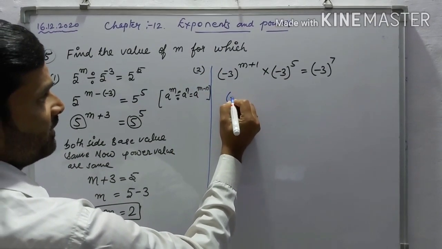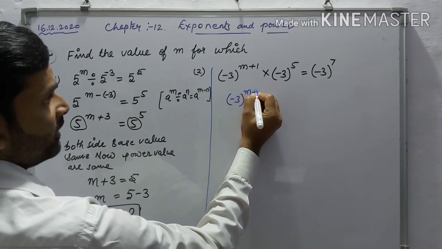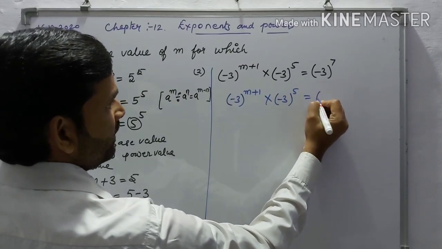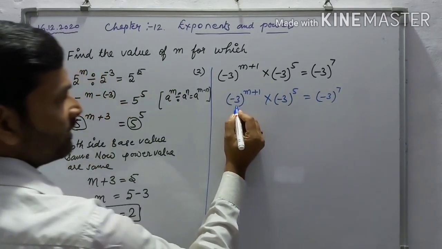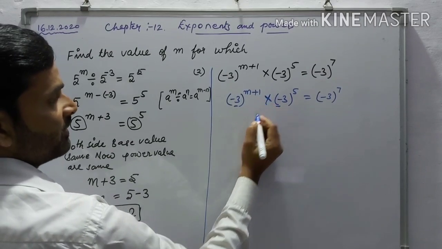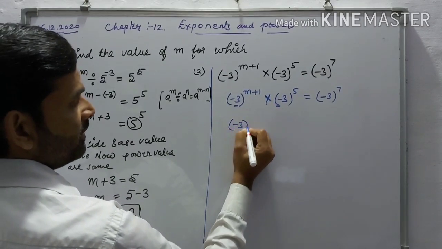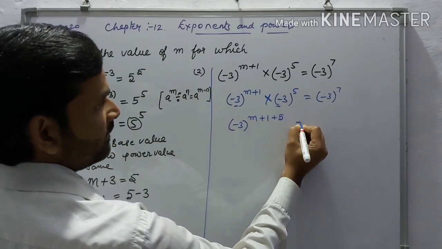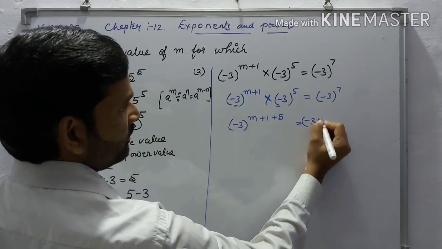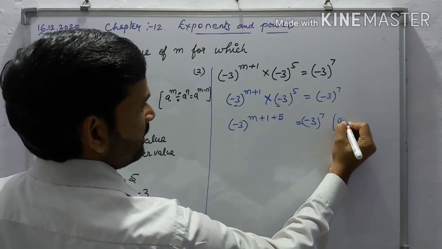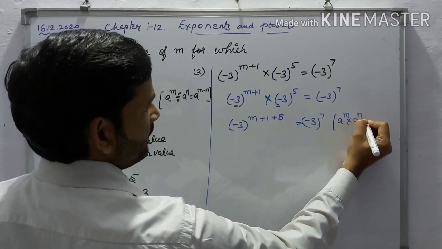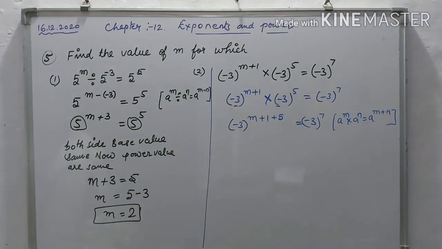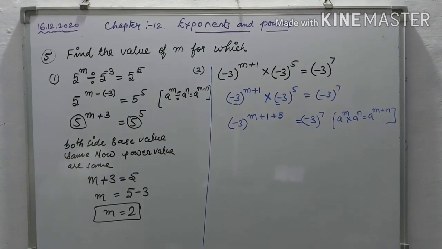Now solve (-3)^(m+1) × (-3)^5 = (-3)^7. Here the bases are the same, and by the multiplication rule of (-3), the exponents add: m + 1 + 5 = 7. Here we use the identity a^m × a^n = a^(m+n).